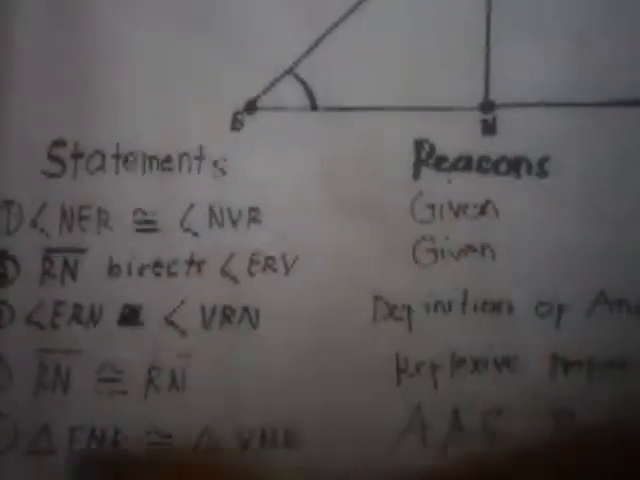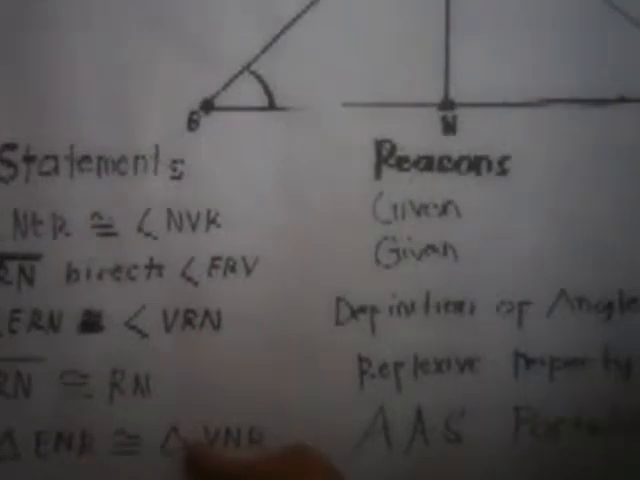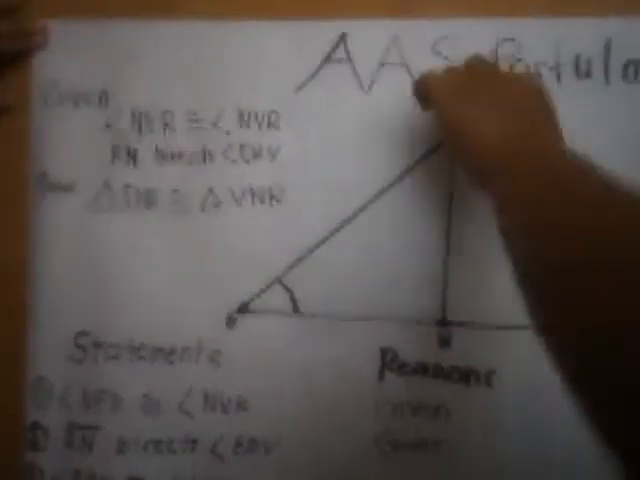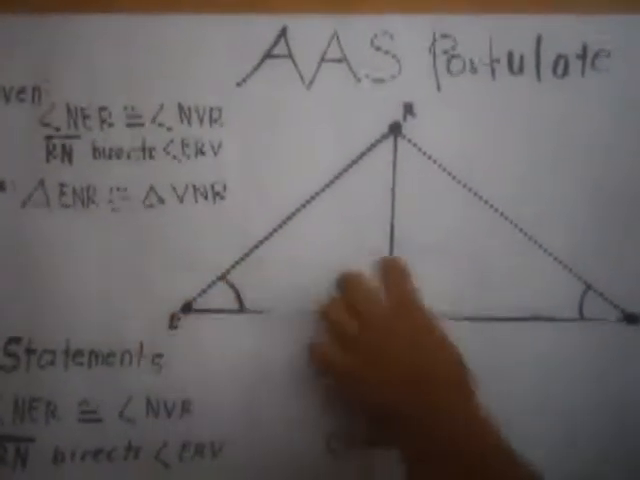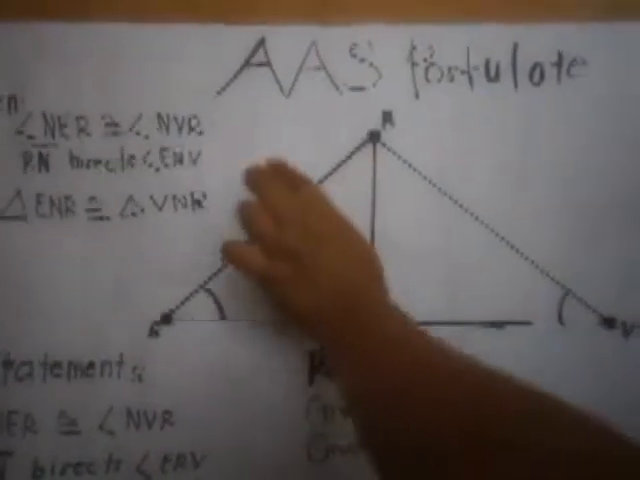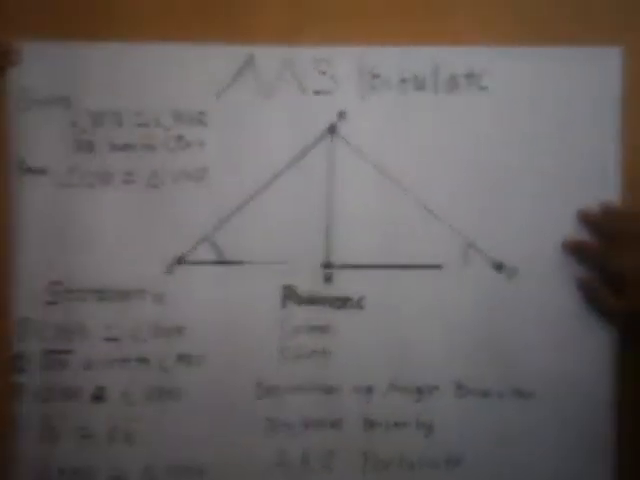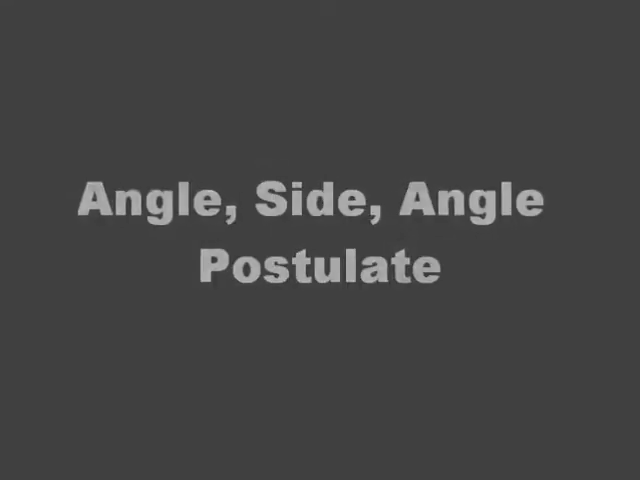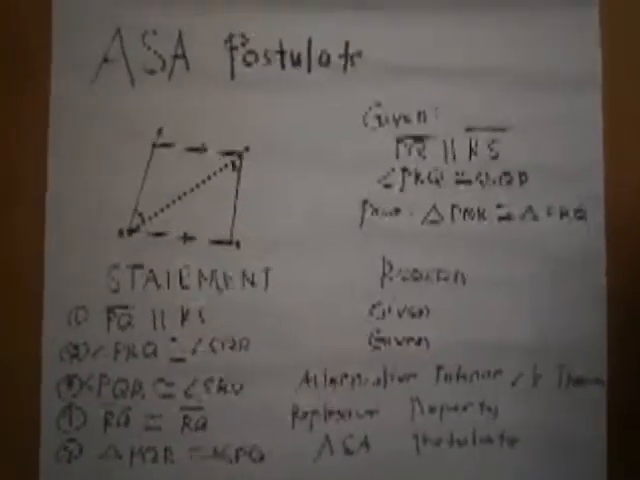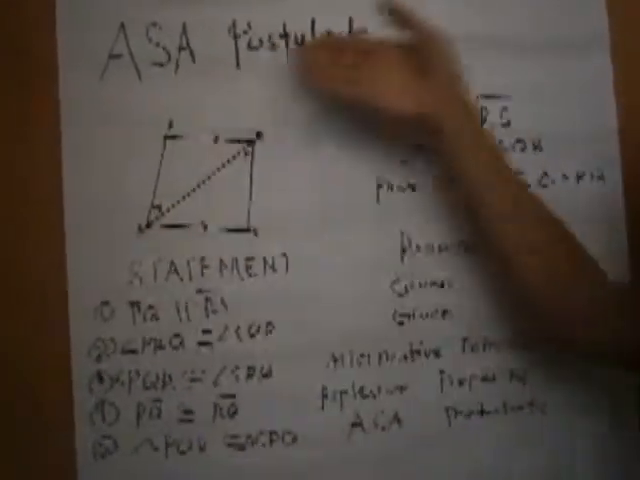Triangle ENR is congruent to triangle VNR by the ENR of VNR. So, angle side. So, it is ASA or angle side angle postulate.